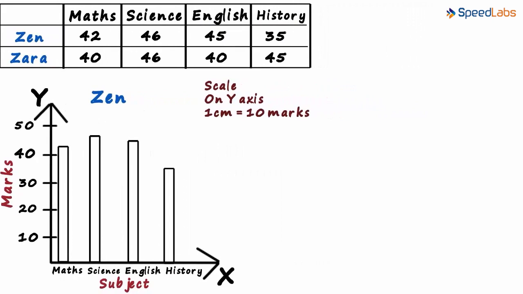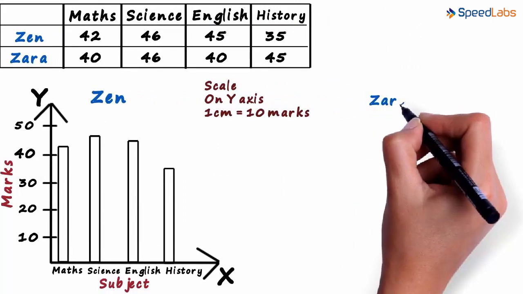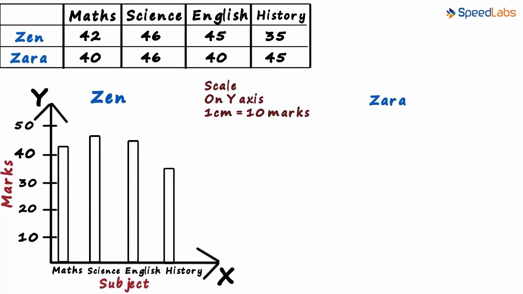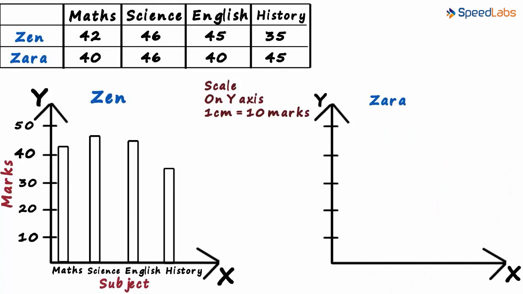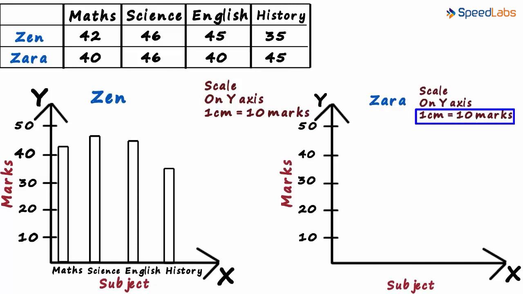Now let's draw the bar graph for Zara. We follow the same procedure. We draw the x and the y axis. We label the axis and choose the same scale. 1 centimeter is equal to 10 marks on the y-axis. On the x-axis, we have the same 4 subjects: Maths, Science, English and History.